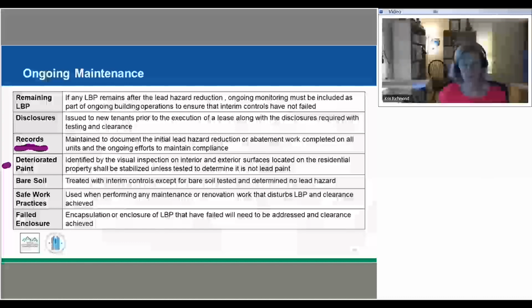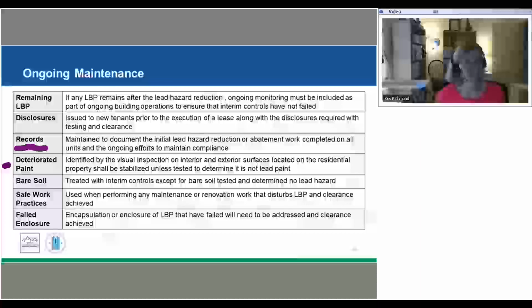So remember that de minimis area was 2 square feet interior, 10% of a small component type, or 20 square feet for exterior work. So if we're doing maintenance or we identify an area that's become deteriorated and it's larger than our de minimis, then we need to be following lead safe work practices. The people that are doing that work need to be trained in RRP.